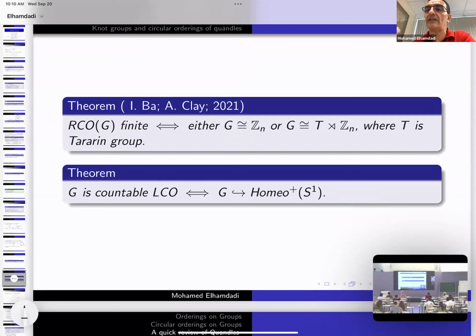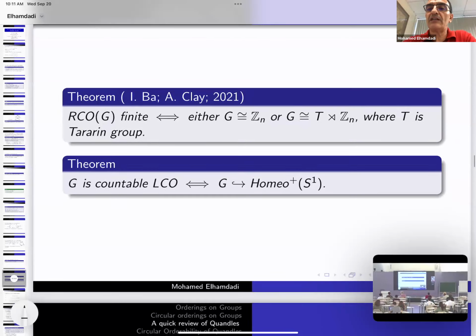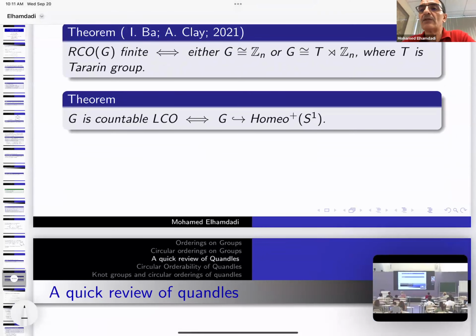circular orderability relates to homeomorphisms of the circle S^1. And the well-known result is that a group G is left circular orderable if and only if it embeds into the homeomorphism group of the circle. This is a quick review of orderability of groups and circular orderability of groups.